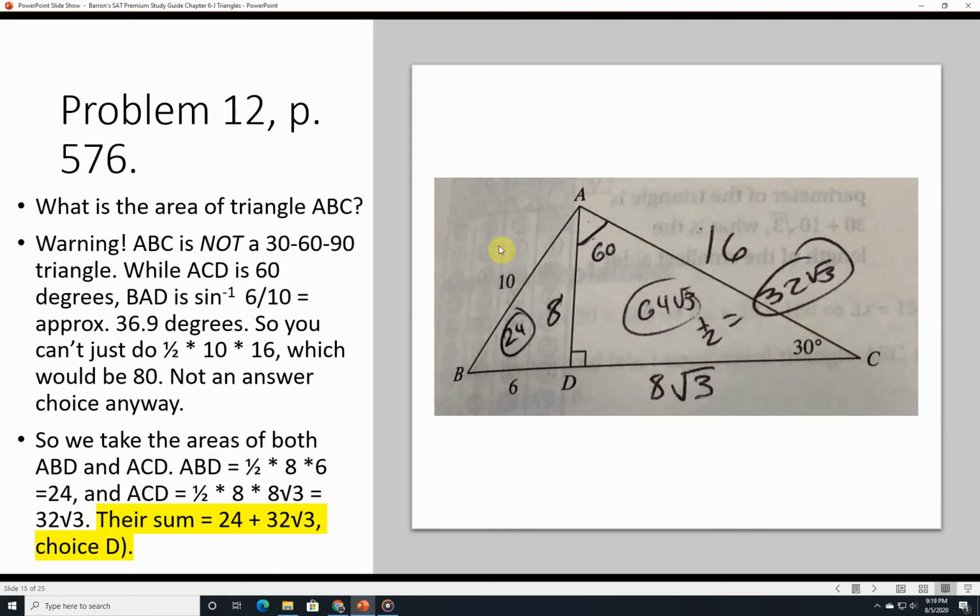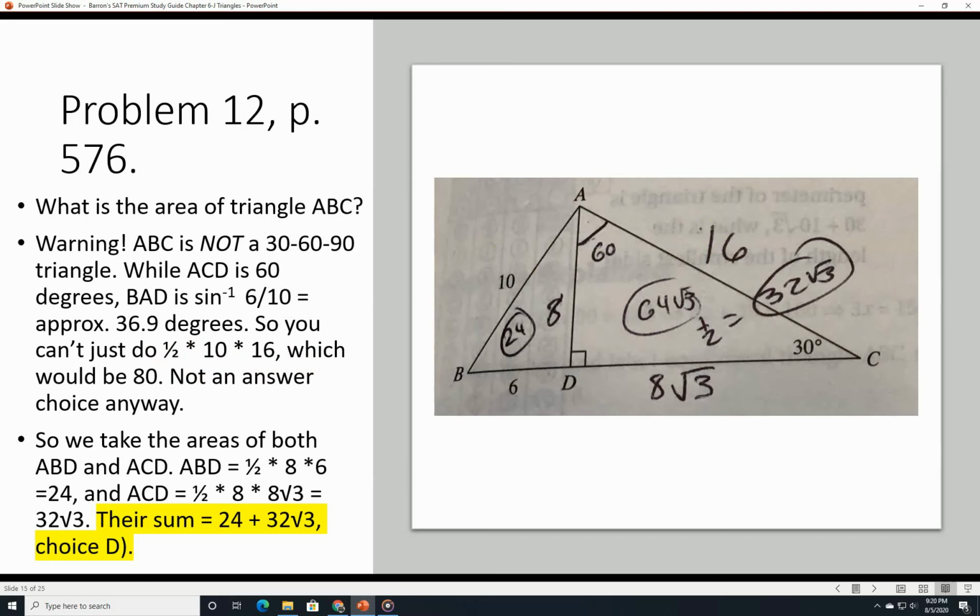Problem 12, what's the area of ABC? Okay, warning, this is not a 30, 60, 90 triangle. I know it looks close and it's not terribly far off, but it's not. So you can't just go, oh, well, I know this is 10 and I know this is 16, so then I'll multiply 16 by the 1/2, and so that'll be 8, and then 8 times 10 is 80. You can't do that. It's also not an answer choice in this book. Sometimes Barron's is not good at picking good sucker punch answers, but anyway.